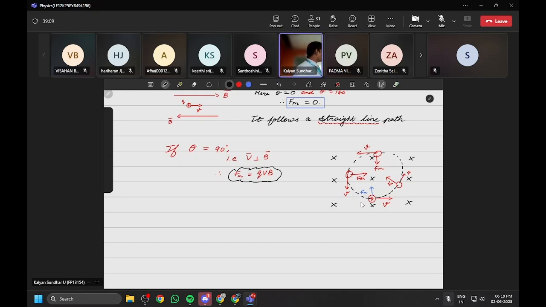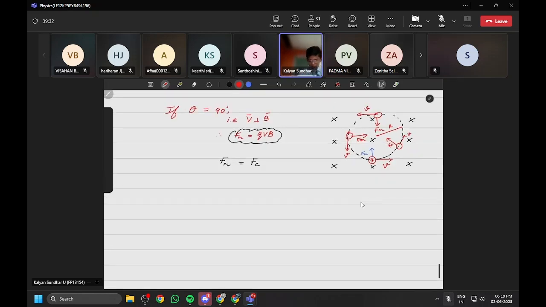This QVB, the magnetic force towards the center, is supported by what force in circular motion? Centripetal force. I can write it as the force due to magnetic field being supported by the centripetal force. Now, since it is a circle, it will have some radius r. The force due to magnetic field is QVB. The centripetal force is m v square by r, where m is the mass of the charge and v is the velocity with which it travels, divided by the radius.